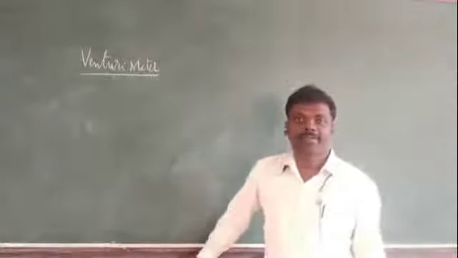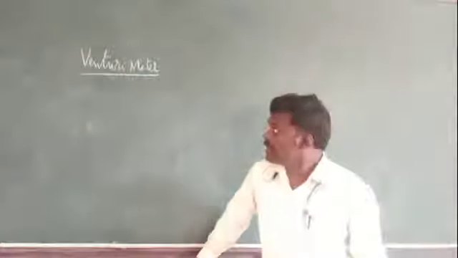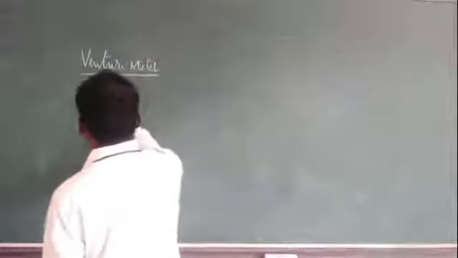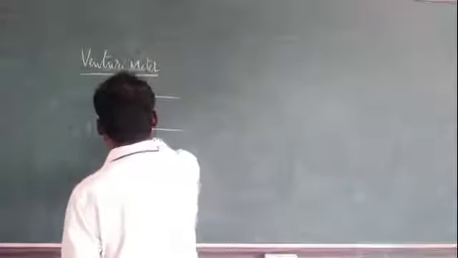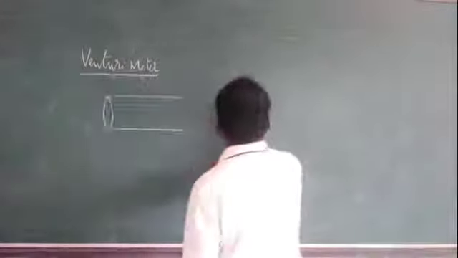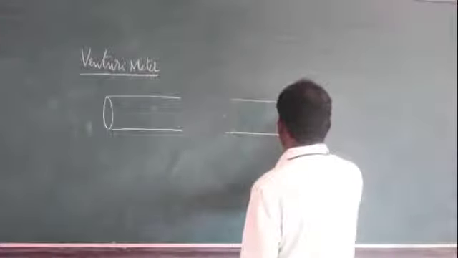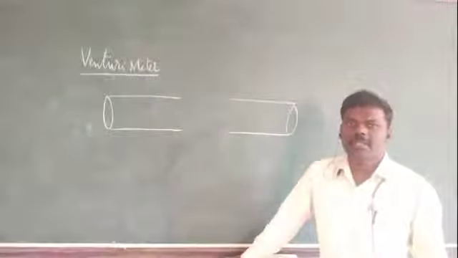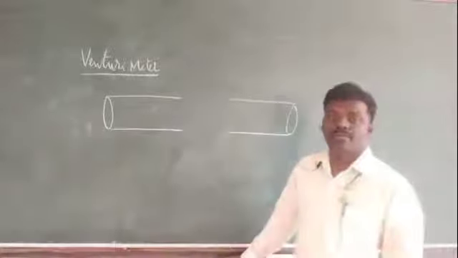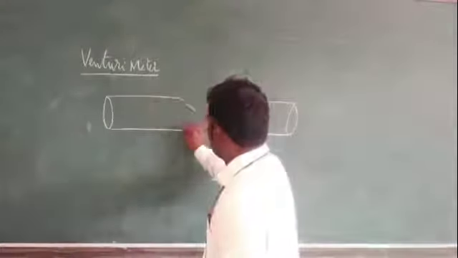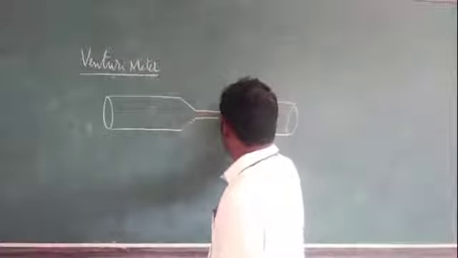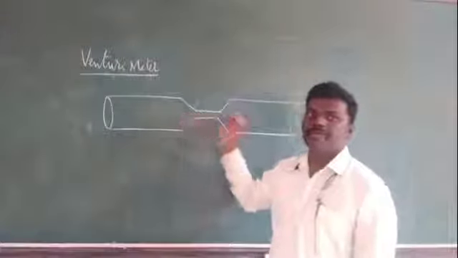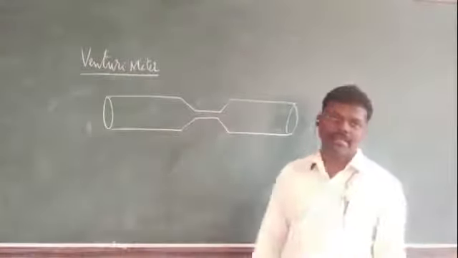Actually, this Venturi meter contains a uniform cross section of two tubes. This is one uniform cross section of the tube, which has an area of cross section. This tube is connected to one more narrow tube of a uniform cross section. This is a small narrow tube of a uniform cross section area.